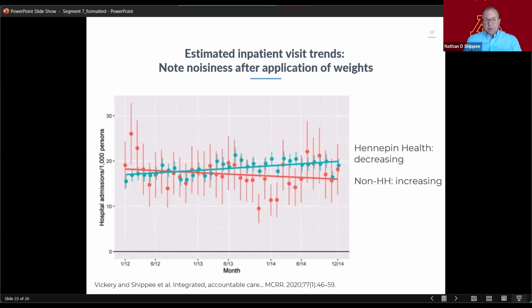But then you have to think about what you're going to do about the noise that's created by some very large weights when you have a very volatilely enrolled and volatilely using population. A lot of high variability between months can result in these wide confidence intervals after the application of the weights. So these are some of the choices that you need to make.